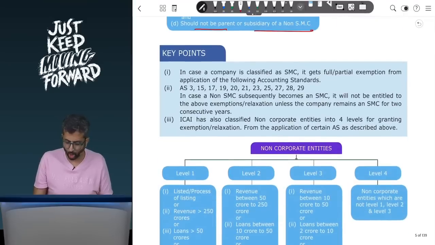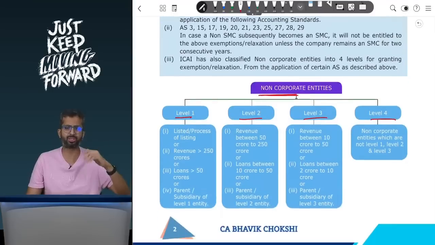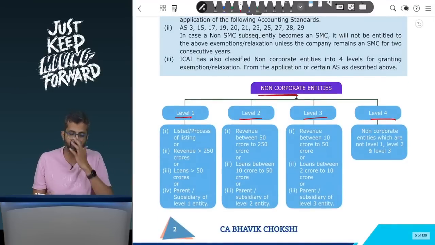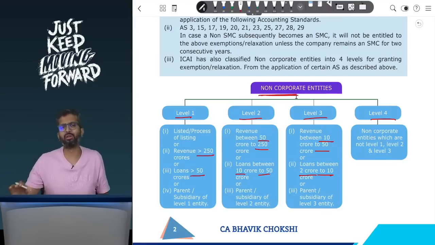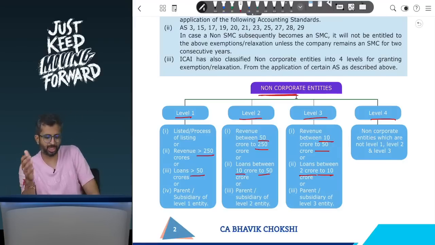Similarly, when you look at non-corporate entities, there is level 1, level 2, level 3. Again, you have been given thresholds looking at the revenue and loans. 250 and 50 will be level 1. Between 50 to 250 or between 10 to 50 of loan is level 2, and between 10 to 50 of revenue or 2 to 10 crore of loan will be level 3, and then level 4. Now there are different relaxations which are provided.